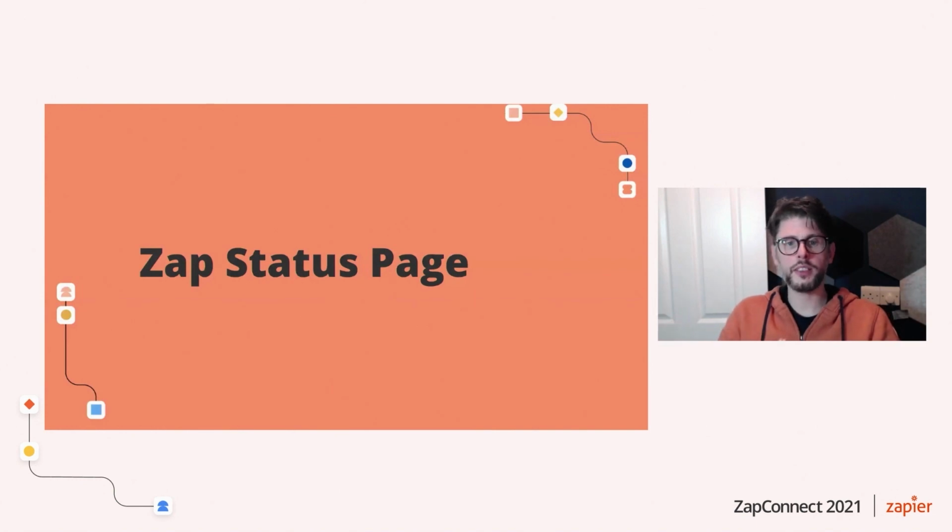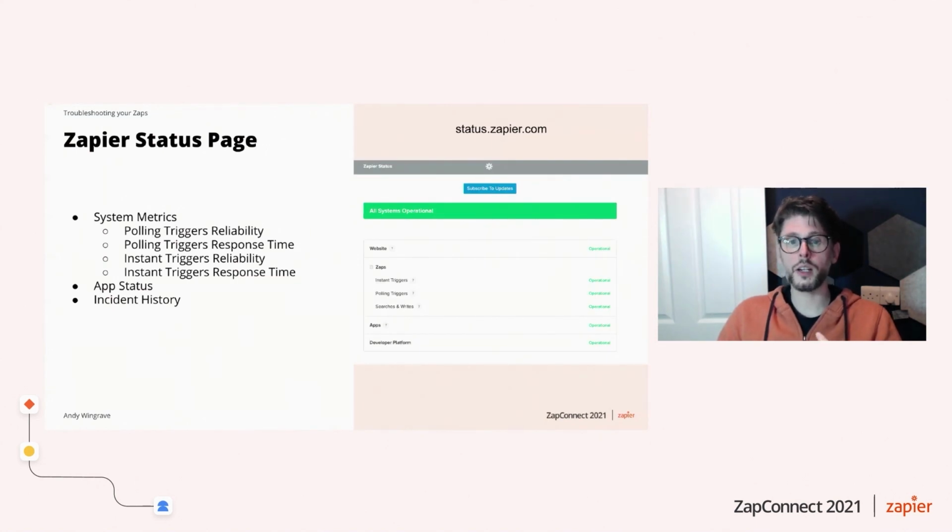So before I close up today's session, I want to highlight another resource for you that's available, and that's the Zapier status page. You can get there by going to status.zapier.com, and it will provide you with the 3 key metrics related to system, app status, and incident history.